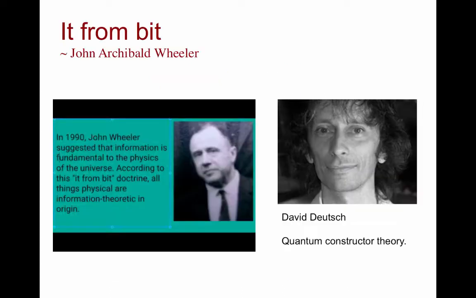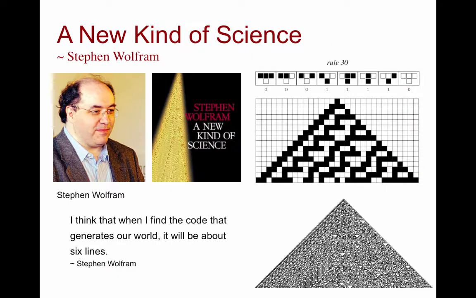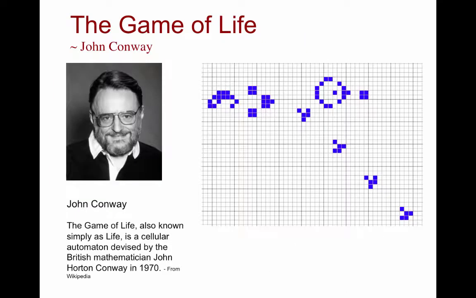Is this possible? So, It from Bit: Wheeler suggests that at base, all material is information. And that idea is developed by many other figures, including one of our favorites, David Deutsch, who talks about quantum constructor theory. As an architect, I find that really cool. The genome: so, DNA, 4 letters, 2 rules, you make all of life. A New Kind of Science by Stephen Wolfram: how a set of rules can make richly complex things.